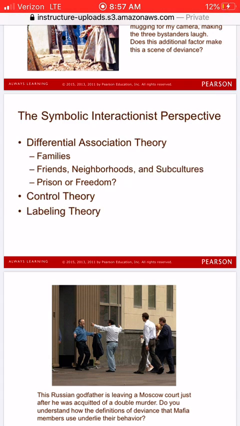There is a gentleman named Travis Hirschi. He noted that there are very strong bonds that exist within our society, which makes sense, right? We have certain attachments, certain commitments, maybe involvements, maybe even beliefs, that guide people to have more effective inner controls.